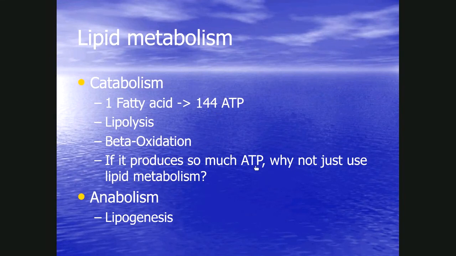And so this is really the main key. If it produces so much ATP, why not just use lipid metabolism? The problem is that we have to put our bodies into certain conditions to be able to burn these lipids. One of the main things we can do, we talk about aerobic activity, but also one of the main times we burn lipids is during recovery after exercise. Our muscles like to use lipids as the fuel to help rebuild those proteins. So that's one reason we do drink some carbs and some protein after we work out, to replenish the glycogen with the carbs and the muscles with the protein.